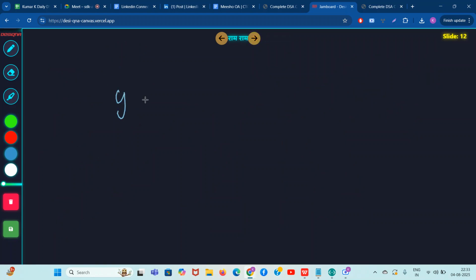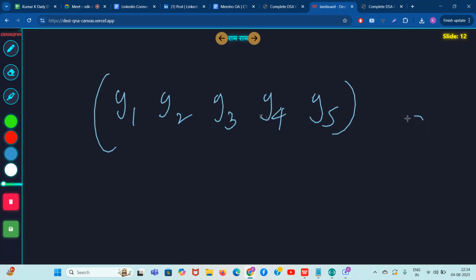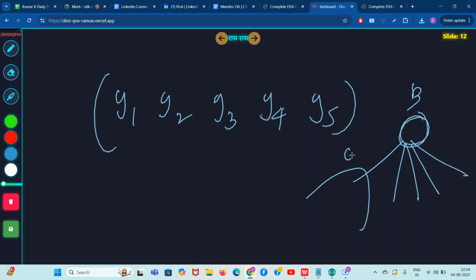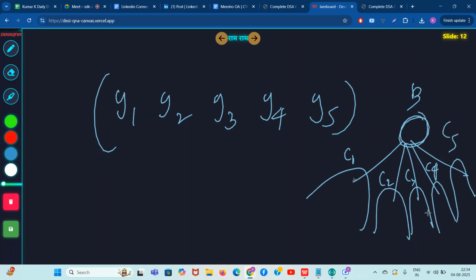Let's say there is a black node, and then there are children: child 1, child 2, child 4 and child 5. Every child has its own subtree, and you know the size. All are white. Everyone, listen, all are just white.